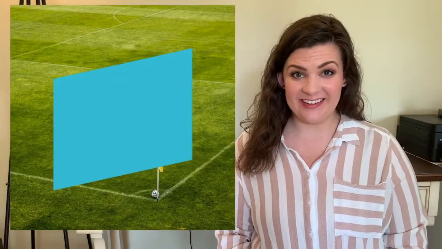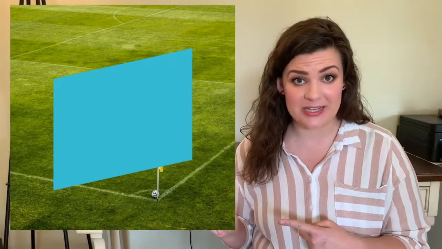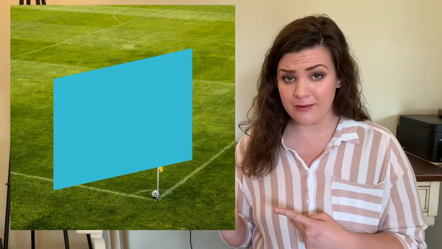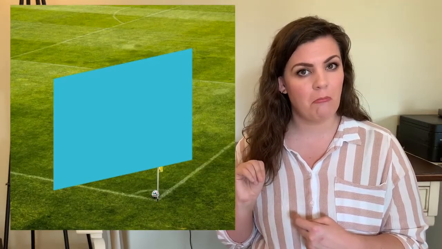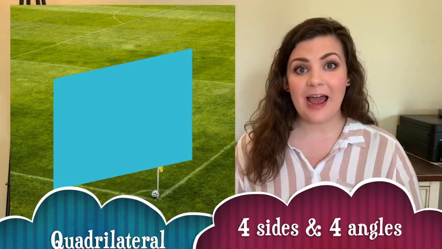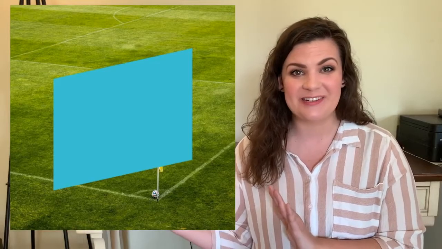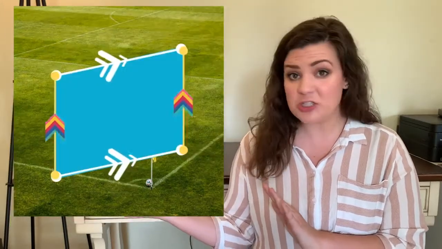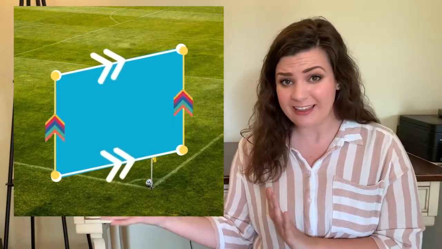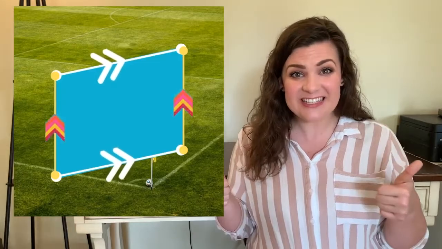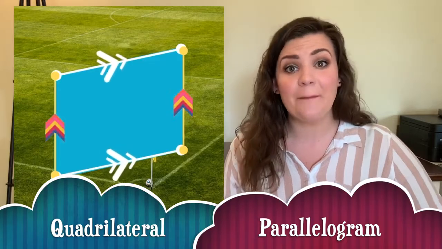It's your turn again. Take a look at this polygon. First, I want you to count how many sides and angles it has. Did you say there are 4? Awesome. What polygon has 4 sides and 4 angles? A quadrilateral. Very good. Now look a little bit closer. Let's see how many pairs of parallel sides this quadrilateral has. How many do you see? Did you say 2? Fantastic. Are those 2 pairs of parallel sides equal in length? Did you say yes? Awesome. So not only is this polygon a quadrilateral, but it's also a parallelogram.